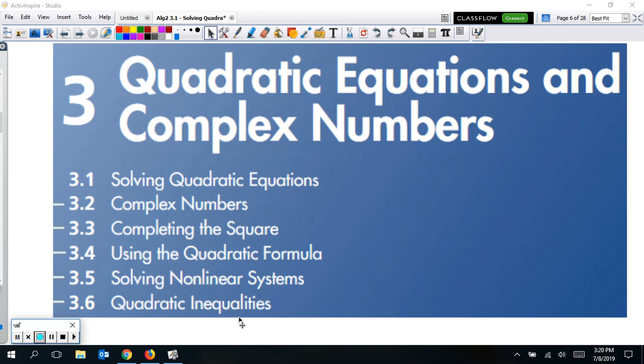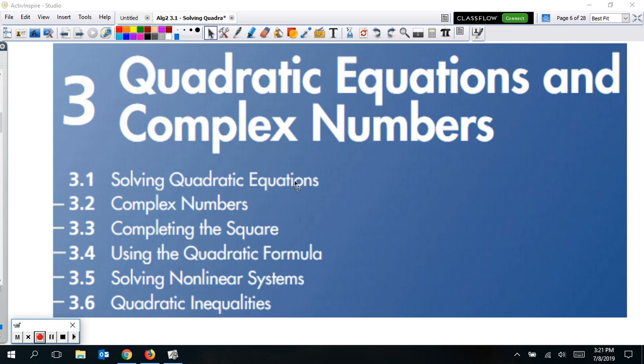We're going to be looking at quadratic functions a little bit more in this chapter, specifically focusing on solving the quadratic equations. We'll also look at what's called complex numbers. That won't be until 3.2. But you can see we're going to be dealing with solving quadratic equations pretty much throughout. There's different ways of solving them.